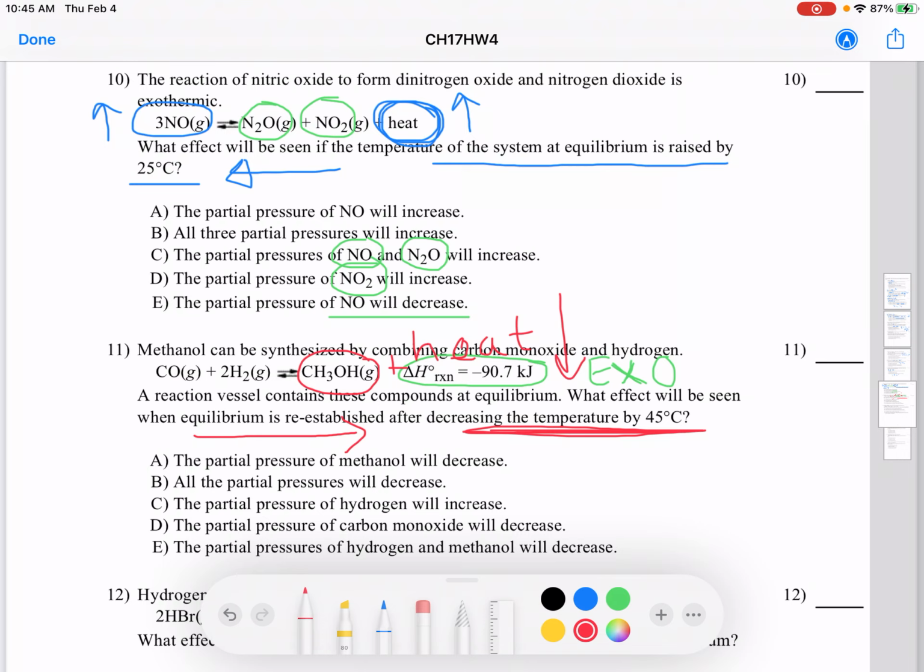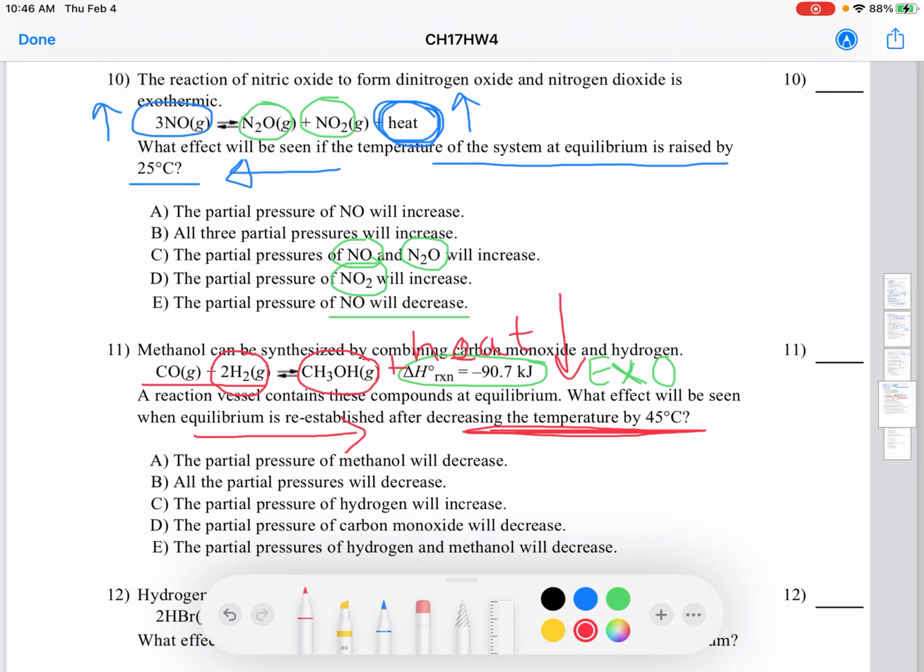The next one: all the partial pressures will decrease? No, not all of them. Only the carbon monoxide and hydrogen partial pressures will decrease, while methanol increases, because carbon monoxide and hydrogen are being used up, so their partial pressures will go down. Then, the partial pressure of hydrogen will increase. Hydrogen is again a reactant. Since it's going to be used up, it's going to get lower.